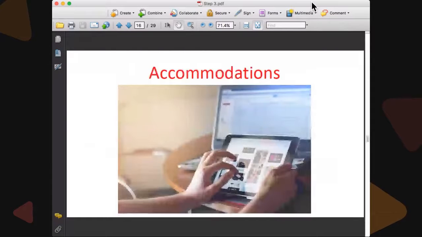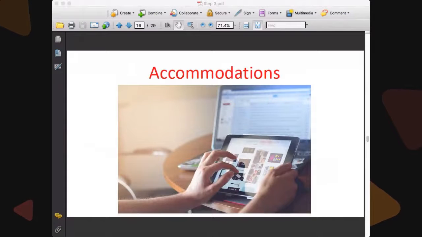So let's look at some accommodations. I've had different parents say, my child doesn't use verbal language. I'm not sure, if I ask him these questions, how am I going to get him to respond? So you need to think ahead of time, what are ways that your child communicates? If it's not verbally, are there pictures that your child uses? Does your child have a communication device or an app on their iPad that they use for communication?